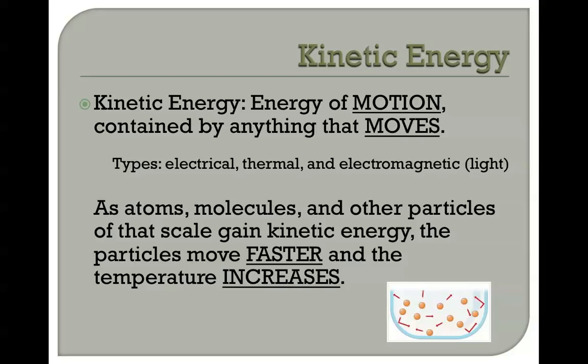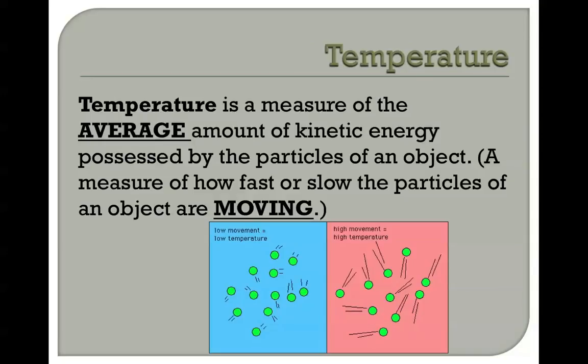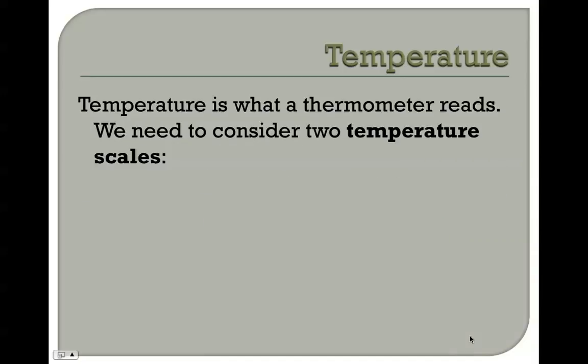Temperature is a measure of how fast the particles are moving. Temperature is a measure of the average amount of kinetic energy possessed by the particles of an object. So basically it's measuring how fast or slow the particles of an object are moving. If there's low movement, that results in a low temperature. If there's high movement, that is represented by a high temperature. Temperature is what a thermometer reads.